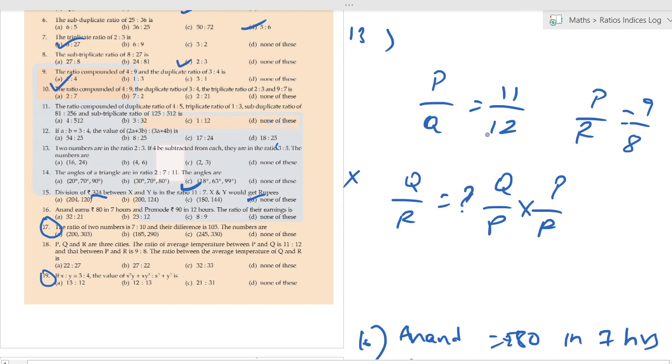So what is Q by P? We know P by Q is 11 by 12. Q by P will be 12 by 11 into P by R. P by R we know is 9 by 8. So simply we have to get the answer. 4 2s are 8, 3 and 9, 3 9s are 27. 27 by 22. So the answer is 27:22.